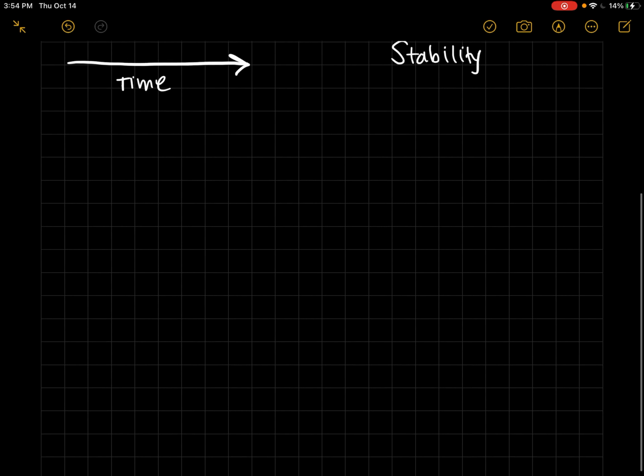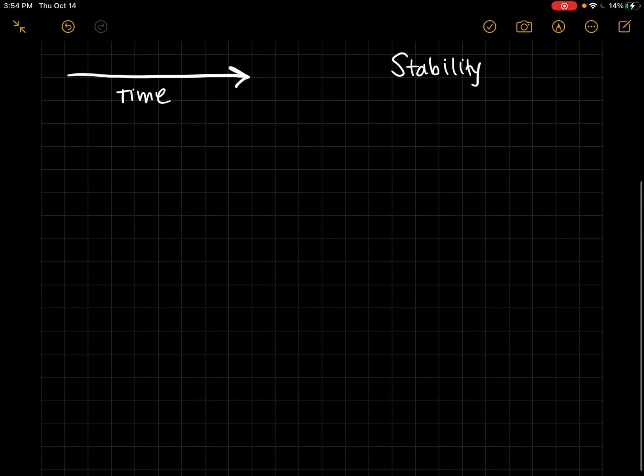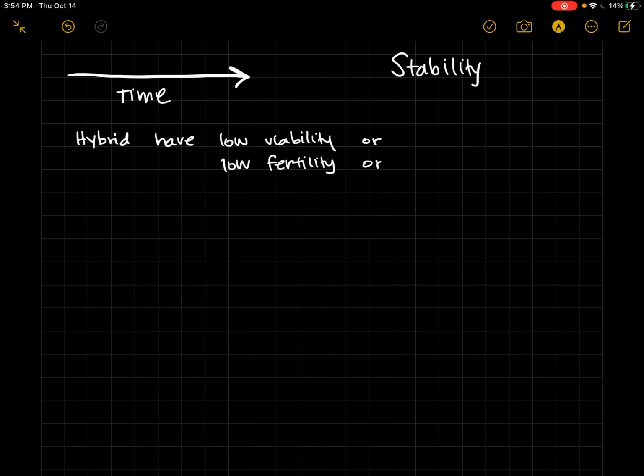What if the situation is unstable? Well, let's first think about what happens if these hybrids have low viability, or they have low fertility, or maybe they just aren't as fit as the non-hybrid individuals. They're not as fit as the yellow species or blue species. So, low fitness. Okay. In any of these situations, let's start out with our same start as we had before.